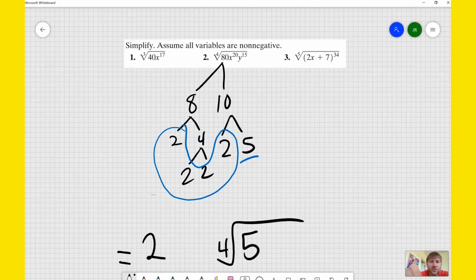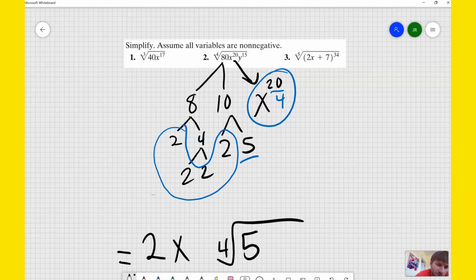Now let's look at the x to the 20th. The x to the 20th can just stay at x to the 20th because 4 will already go into it. So I'm going to put the 4 under that 20, and that's going to come out as a what? X to the 5th.